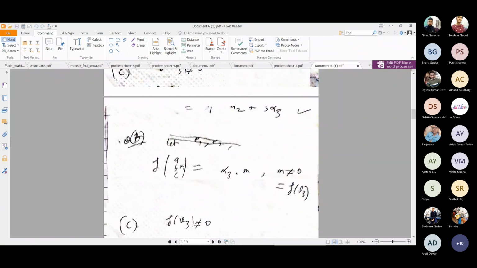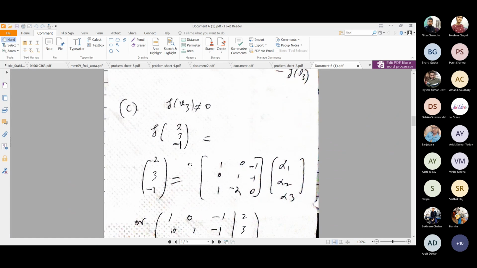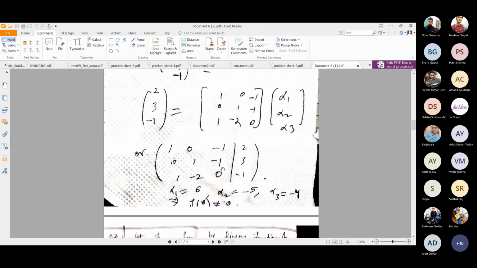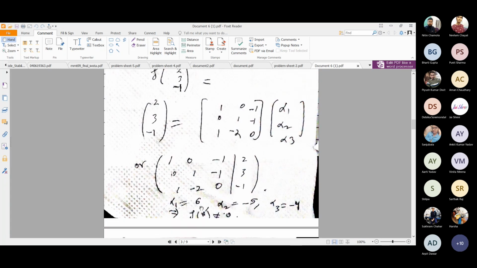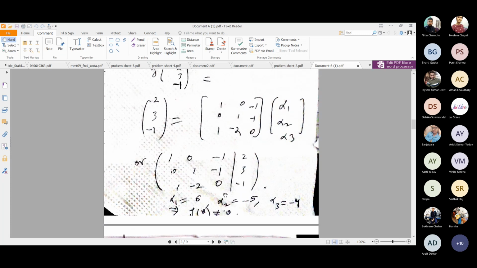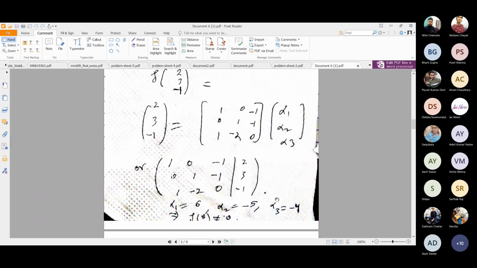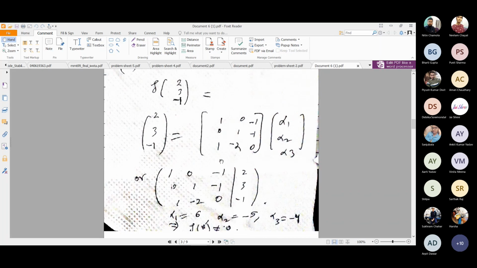So instead of this ABC, here this alpha 3 equal to m, and you have to show this f of v3 is equal to 0. So if you put this 2 3 1 over here, then you may end up in this kind of linear system. Okay, and if you find this value alpha 1 alpha 2 alpha 3, then this alpha 3 is equal to -4 that comes out. If you solve this, then you can show that okay, this is non-zero.